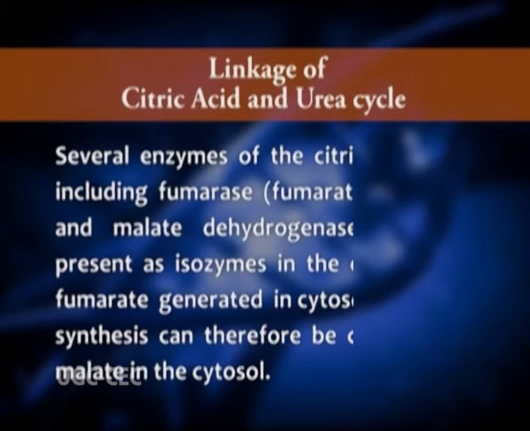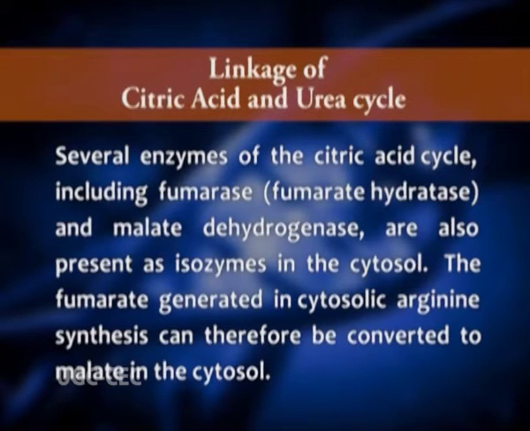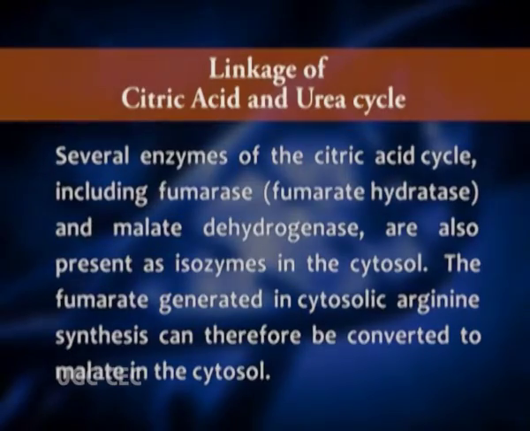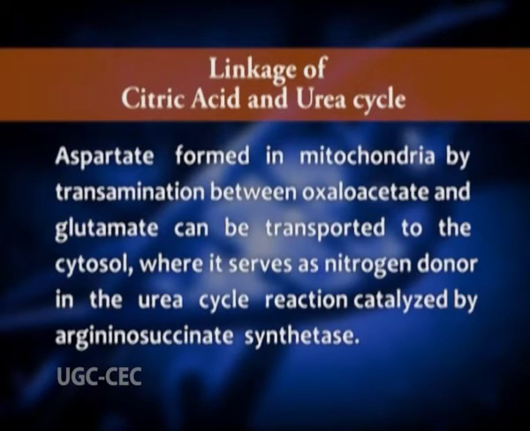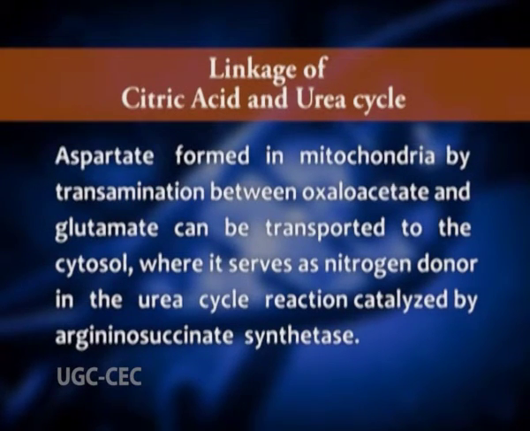Several enzymes of the citric acid cycle, including fumarase, that is fumarate hydratase, and malate dehydrogenase, are also present as isozymes in the cytosol. The fumarate generated in cytosolic arginine synthesis can therefore be converted to malate in the cytosol, and these intermediates can be further metabolized in the cytosol or transported into mitochondria for use in the citric acid cycle.